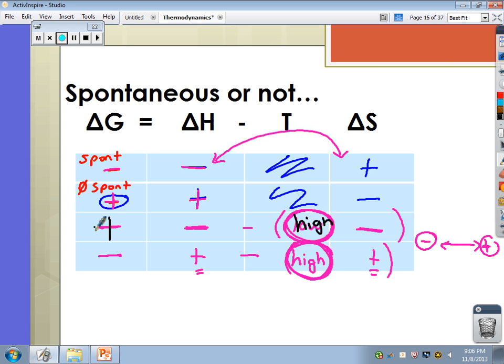Then this would not be spontaneous anymore. What would happen if you change this to a low temperature? Then this would not be spontaneous anymore. Okay?